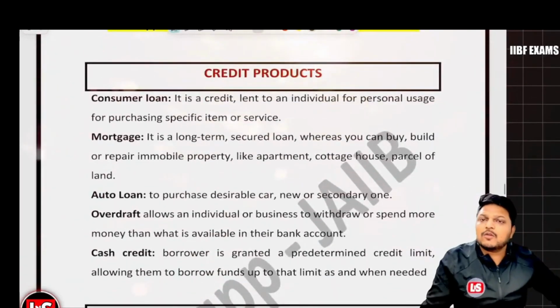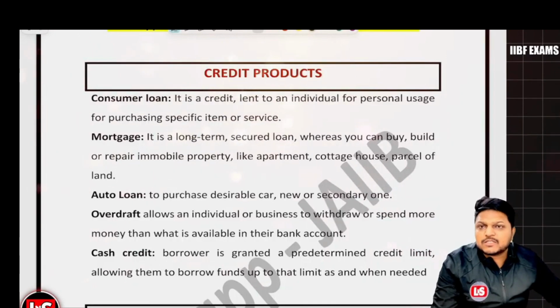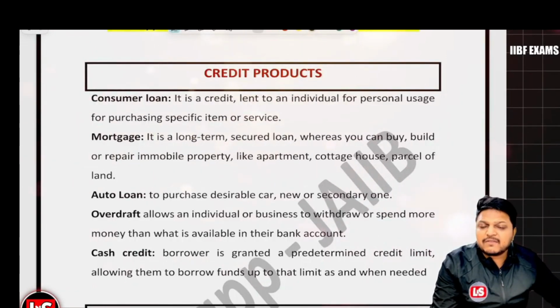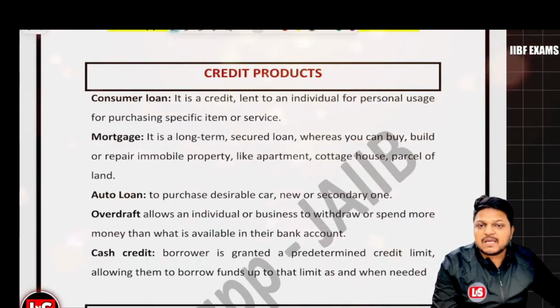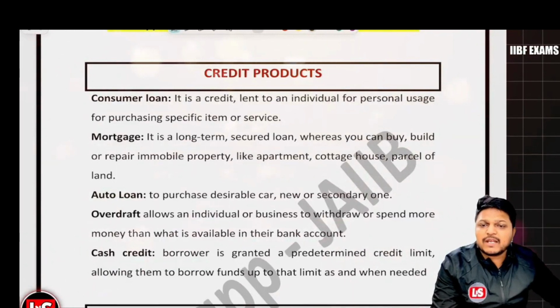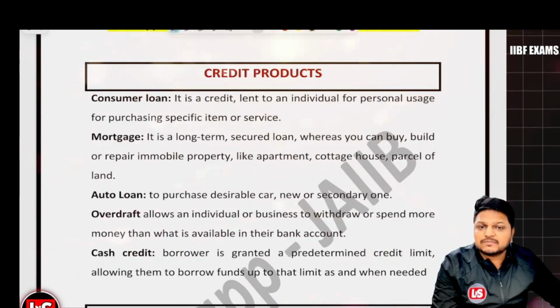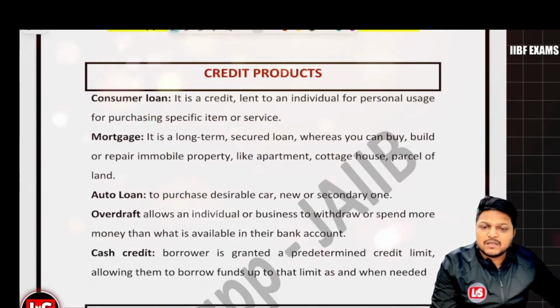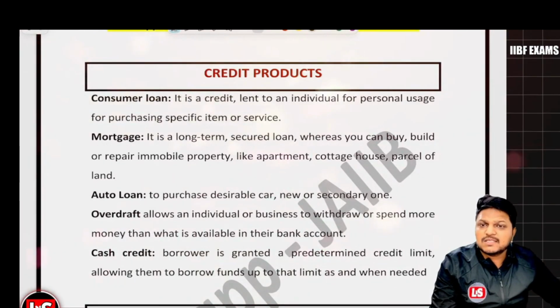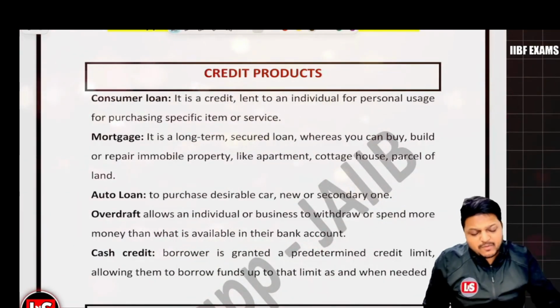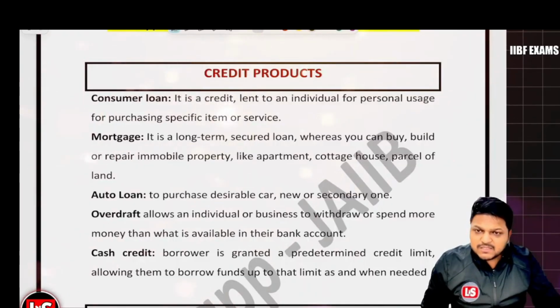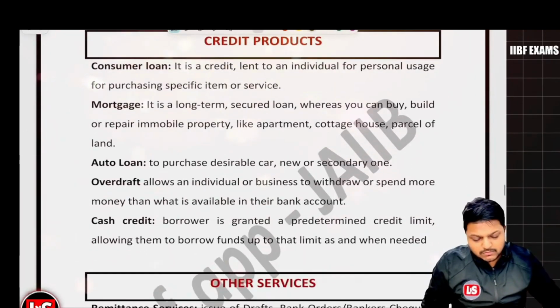That was all about the liability products. The second one is about the credit products. We have different credit products like consumer loans, personal loans, housing loans, and auto loans. These are sanctioned, and you can borrow funds from the banks and use them for various purposes depending upon the nature of the loan.